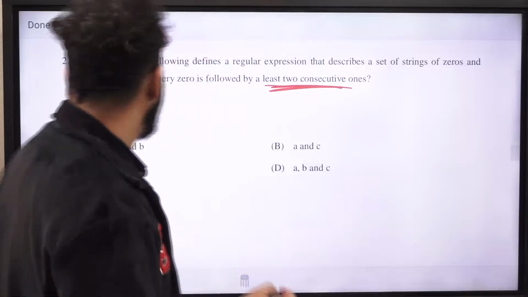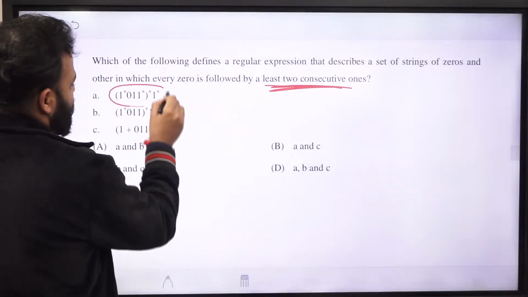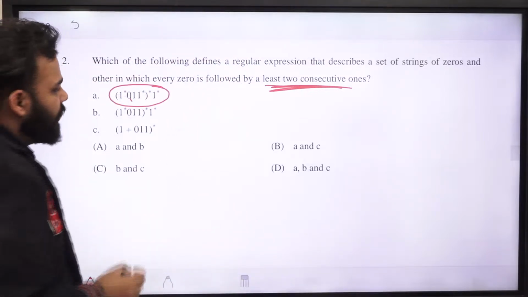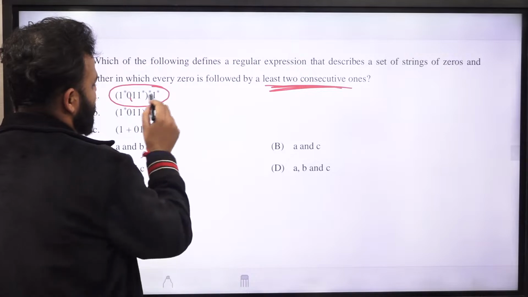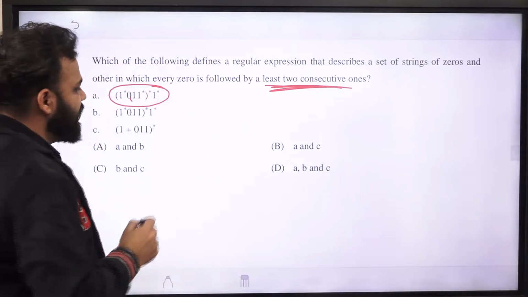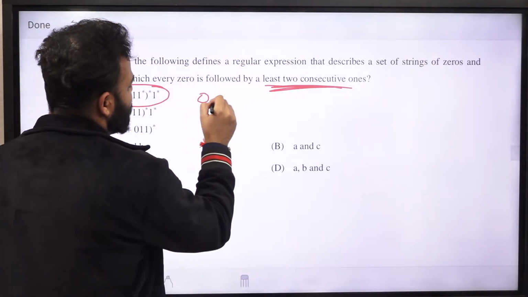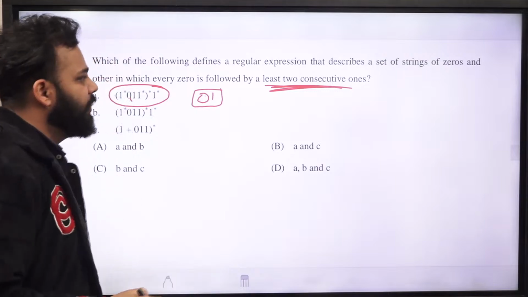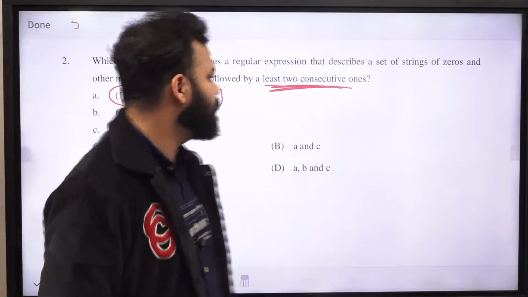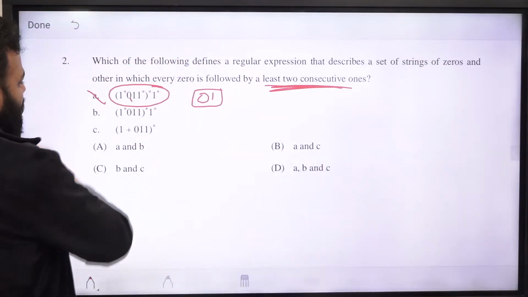So if you see here, you have 0 1 1 star. In this, if I use this star as 1 and every other star value as 0, the minimum string possible will be 0 1. So 0 is not followed by at least two consecutive ones. So this will not be the case.